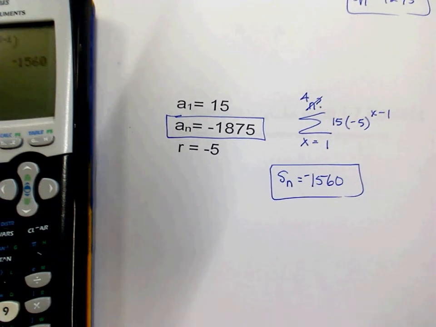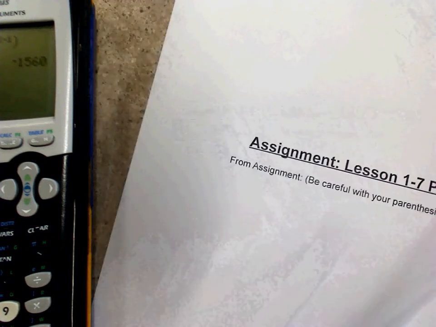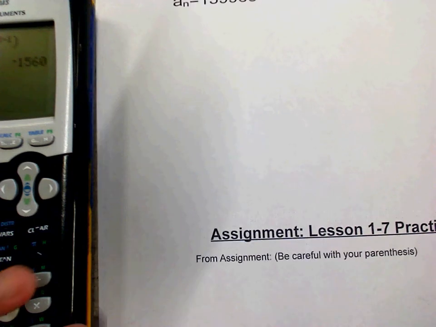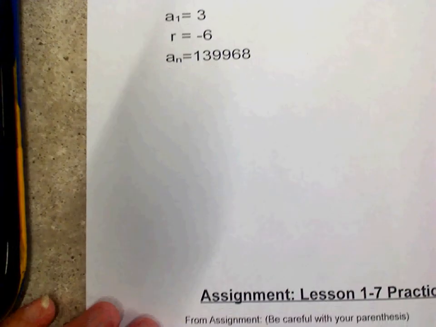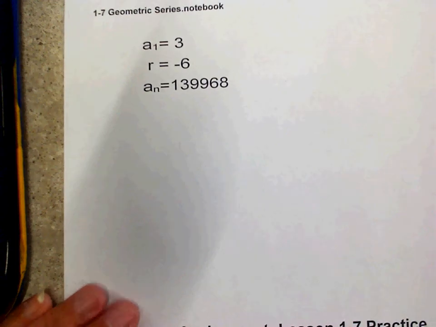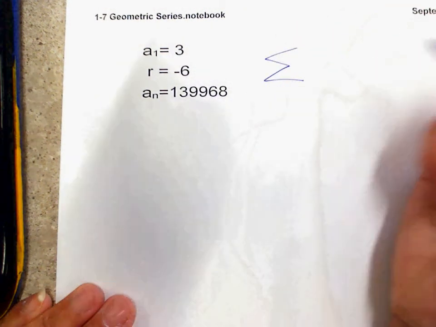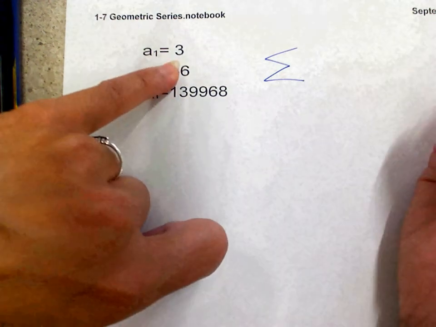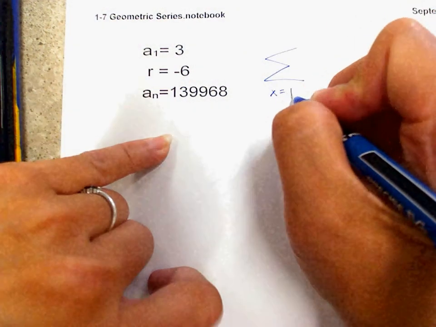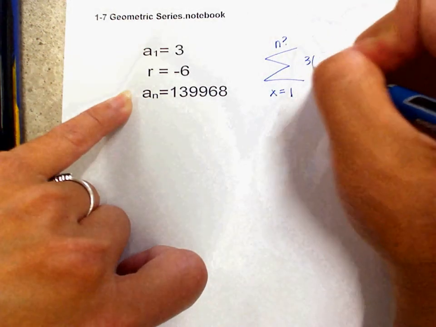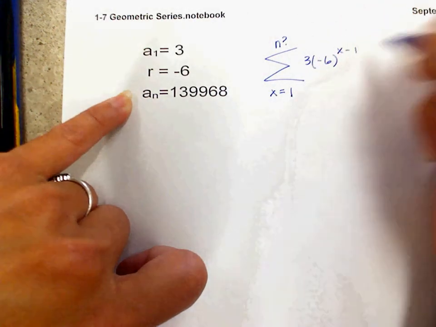Pause your video. Try number 3. Be careful with your parentheses. Sigma, or you can use S sub n, your choice. X equals 1. I have no idea what that n is. 3 times negative 6, x minus 1. We are going to go look for this number.